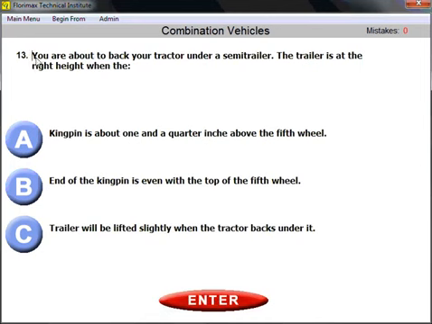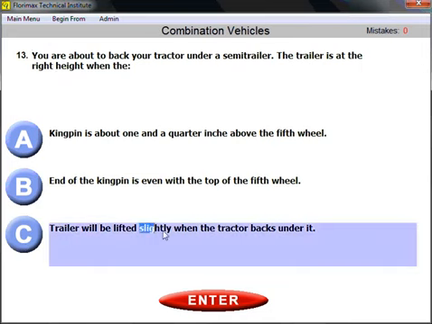13. You are about to back your tractor under a semi-trailer. You are going to connect them. The trailer is at the right height when? What is the sign for you that it is at the right height? Trailer will be lifted slightly. Slightly. Good word, slightly. When the tractor backs under it. That's the right height, lifted slightly.